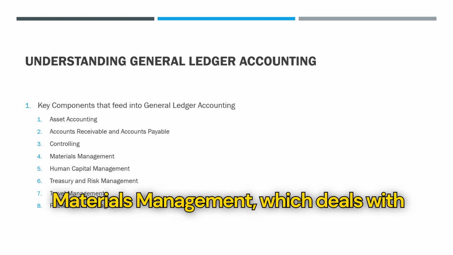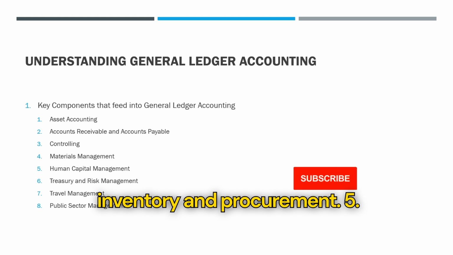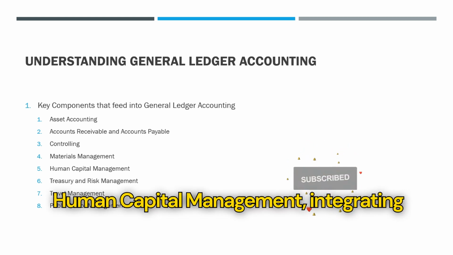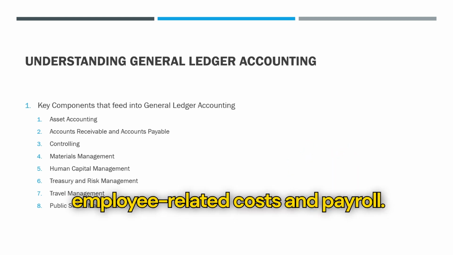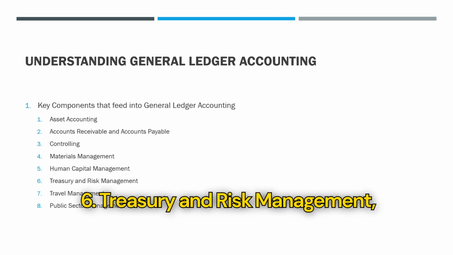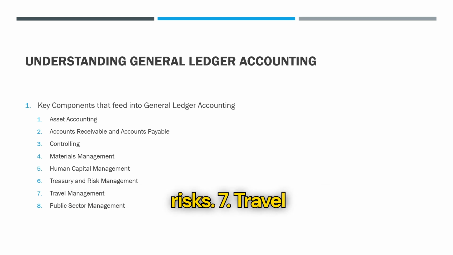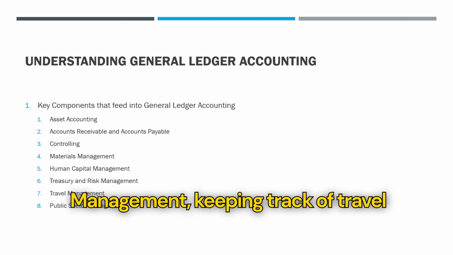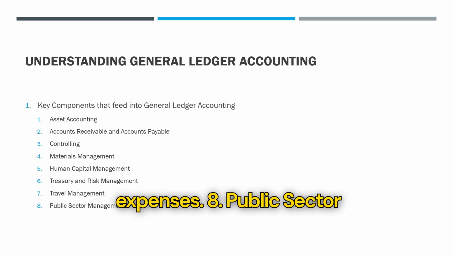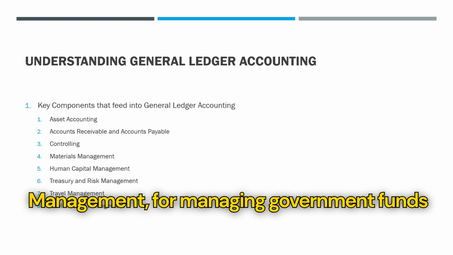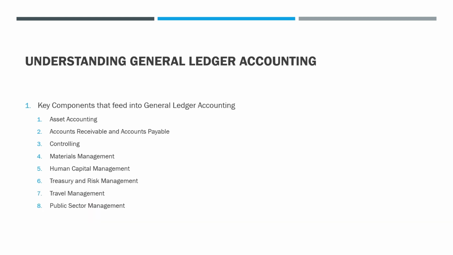4. Materials management, which deals with inventory and procurement. 5. Human capital management, integrating employee-related costs and payroll. 6. Treasury and risk management for handling investments and financial risks. 7. Travel management, keeping track of travel expenses. 8. Public sector management for managing government funds and grants.